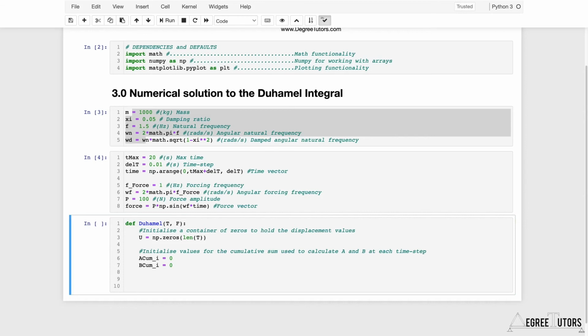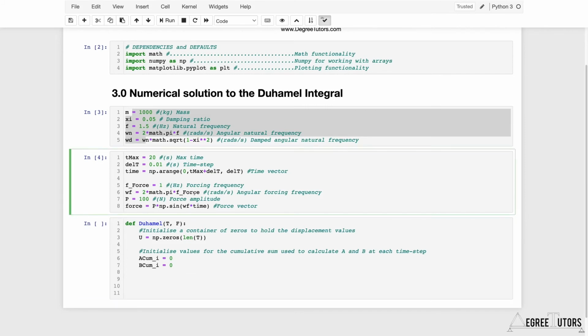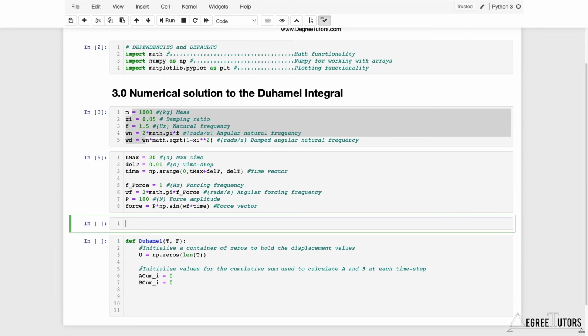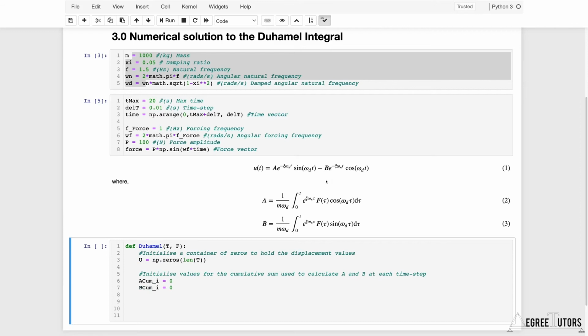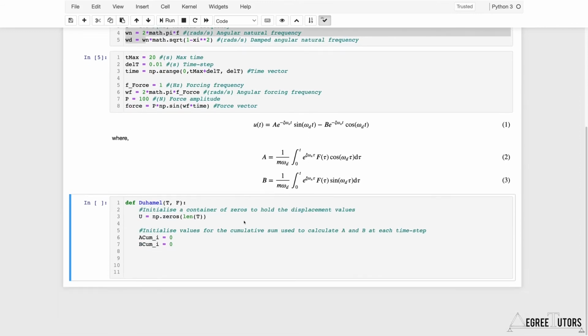So now we're at a position where we can cycle through the time vector and evaluate the response at each point in time. And so actually what I might do, before I write any more code, is drop in a cell here, change it to a markdown cell, and just drop in the equations, because it's going to be handy for us to reference these equations as we're going through this, right?